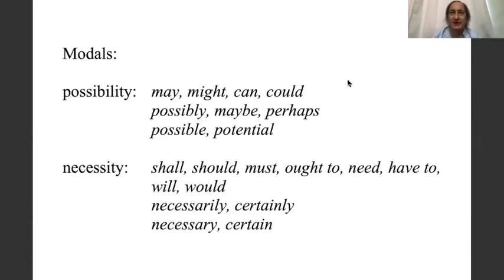English has a large number of modals. It has modals that describe possibility. Those would be things like may, might, can, and could, which are the four modals we'll be looking at here. But it also includes adverbial expressions like possibly, maybe, perhaps, and some adjectival things like possible or potential.